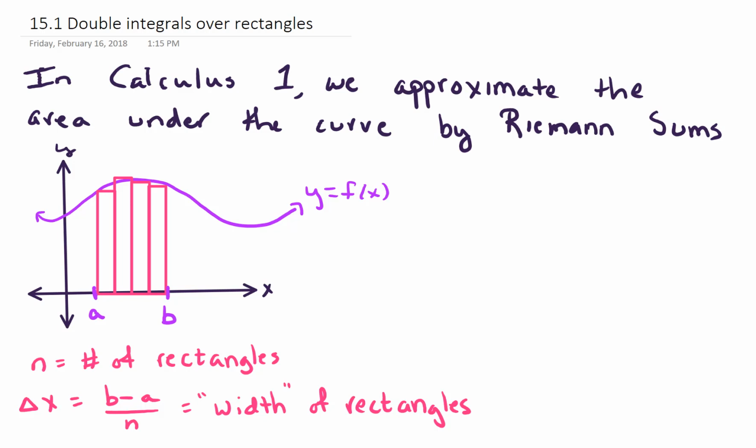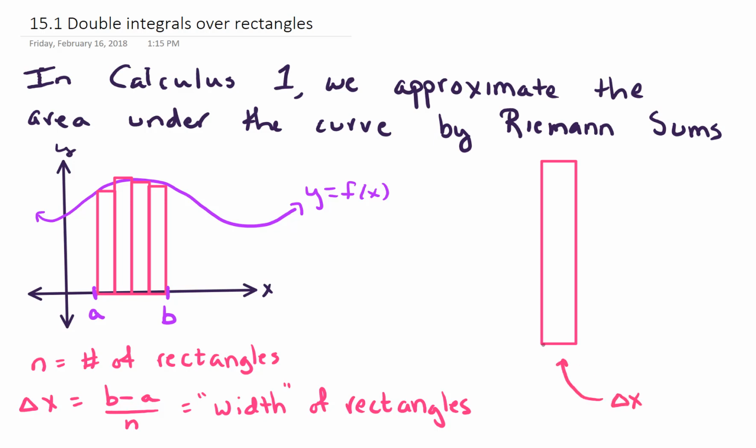We have a function y equals f of x, and suppose we wanted to approximate the area under the curve from a to b. We let n equal the number of rectangles, and delta x equals b minus a over n. And delta x represents the width of each rectangle. So let's take a look at one of these rectangles. These rectangles look like the following. As we said, the width of the rectangle is delta x.